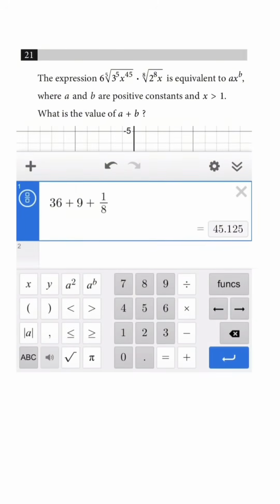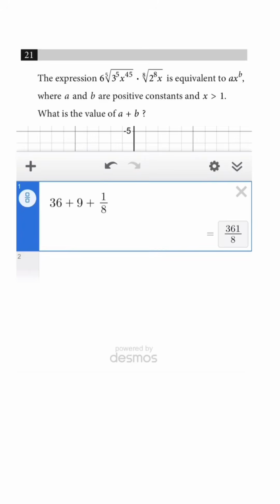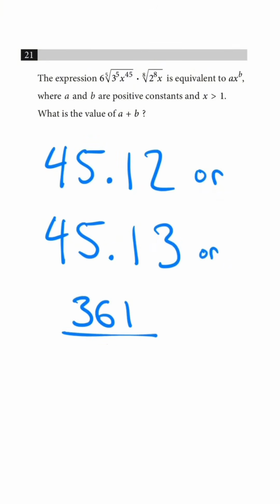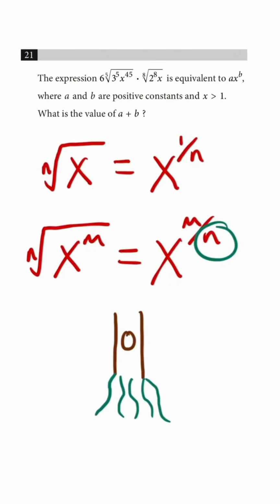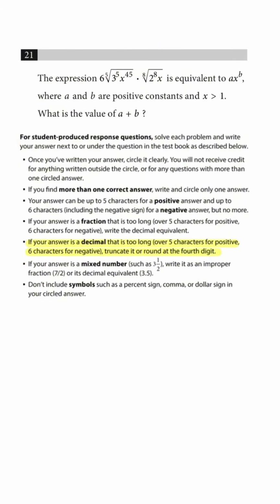We can also enter our answer as a fraction since the fraction is 5 characters or less. So 361 over 8 is another acceptable answer. Make sure you review your exponent rules and understand the SAT free response guidelines before you walk in on SAT day.